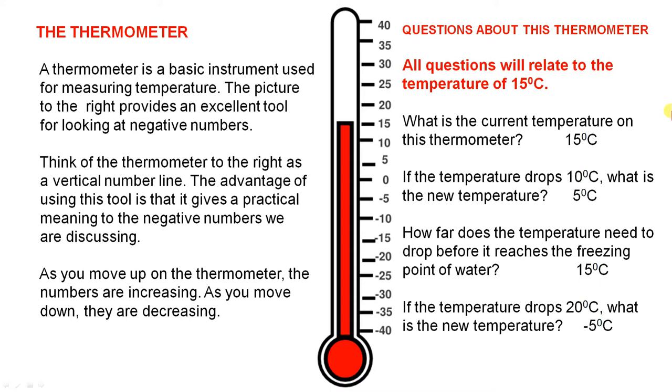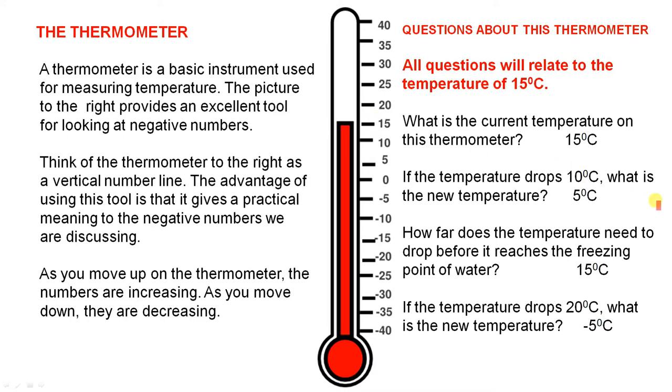As you move up on the thermometer, the numbers are increasing. As you move down, they are decreasing. Questions about this thermometer. All questions will relate to the temperature of 15 degrees centigrade. What is the current temperature on this thermometer? The answer is 15 degrees centigrade. You can see there, it is exactly level with that number.